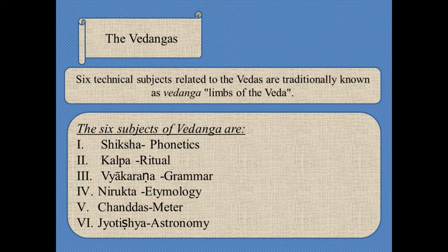Chandas is meter. Normally this is used in poetry. For poetry, the measurement of the words matters, as certain sentences are lengthier. So it is all about the stress on the longer or the shorter part. That is Chandas. The last subject in the Vedanga is Jyotisha, which means astronomy. Based on the planetary signs and such, astronomy was mentioned.